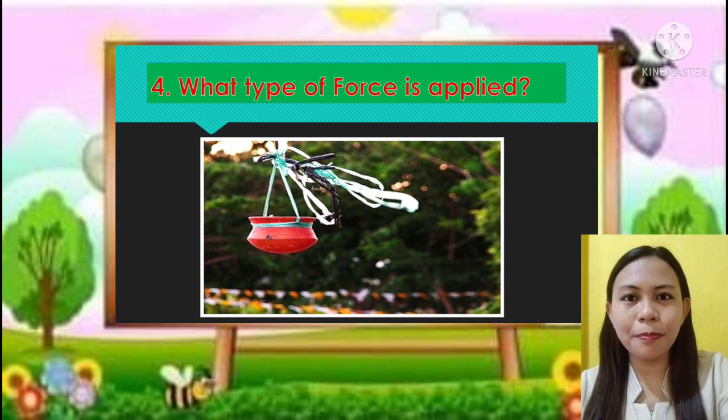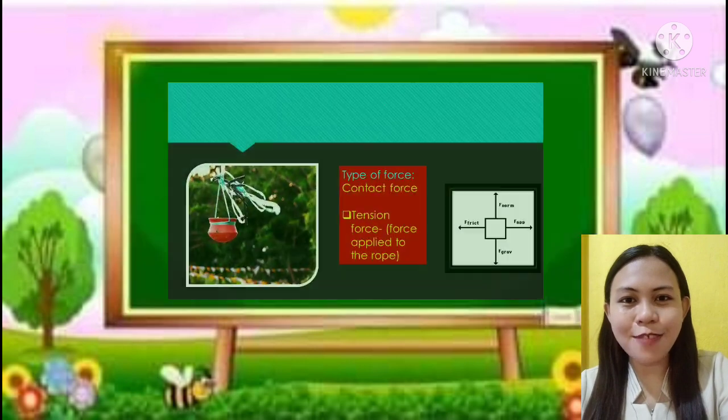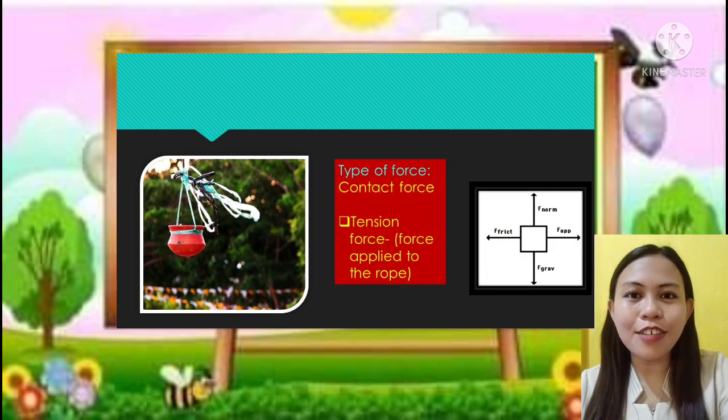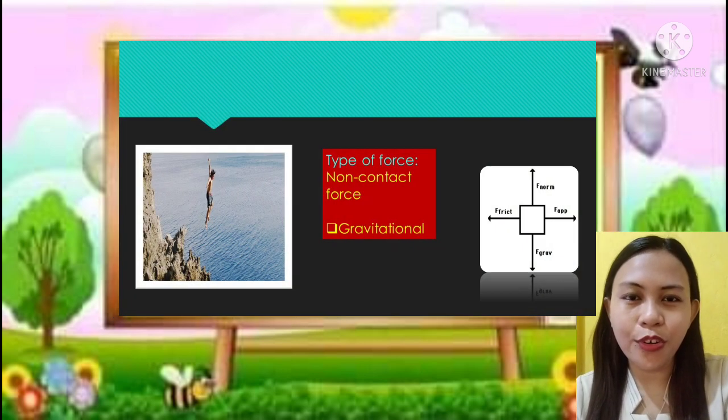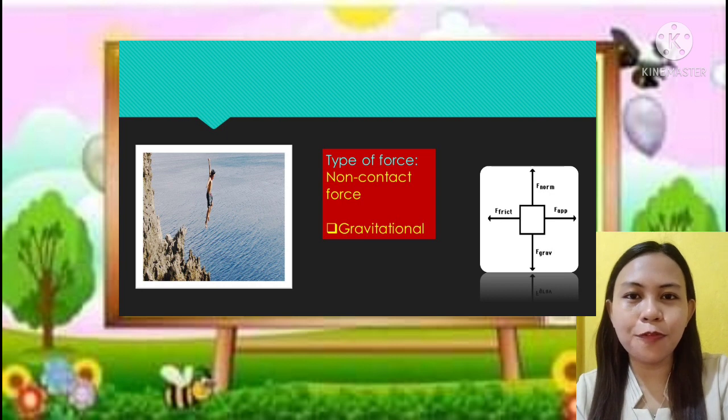Okay, let's have picture number 4. What do you think is the force applied to this picture? Yes, very good. It is contact force. It is a tension force applied to the rope or a tie. Okay, let's have picture number 5. What do you think is the force applied to this? Yes, you're correct. It is non-contact force, particularly the gravitational force.